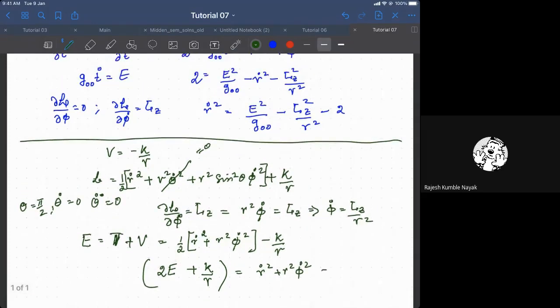Again, you can substitute. r dot square remains the same. The other one becomes r dot square plus Lz square by r square. Now, sir, it will be 2k by r, right? It means 2e plus 2k by r, yes, 2 is there, because half comes only with the kinetic energy, not with this. So let me go ahead and complete this.